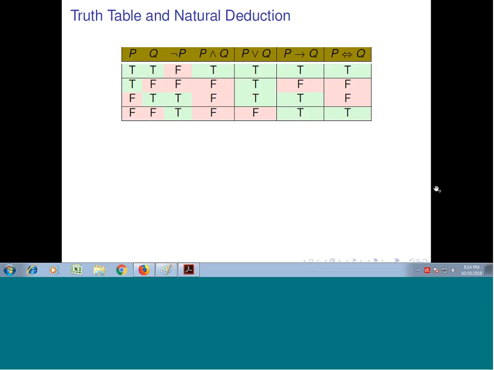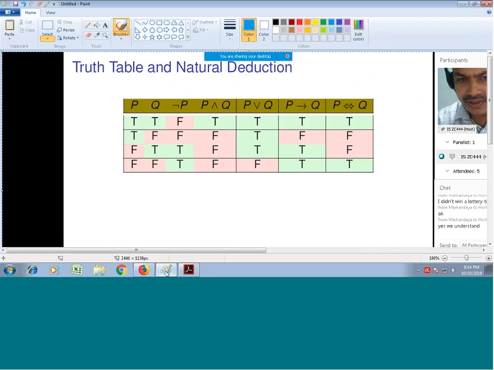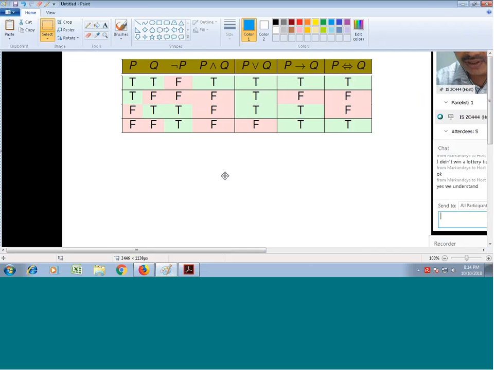Yes, we understand. Okay, right. So you know not P, and you know what the and operation is, where it is true when both are true. I think you understand this, but I should give you the right definition. So what is the right definition of and?